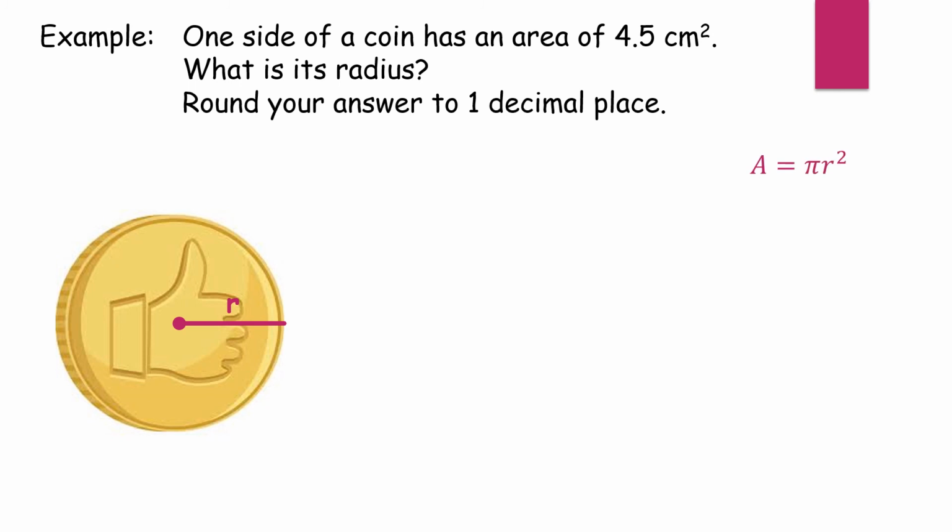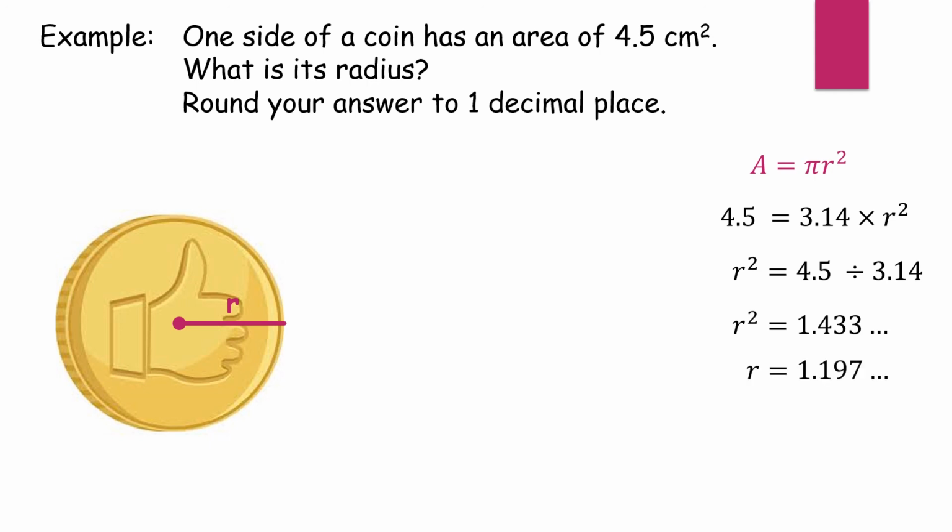If I don't have a scientific calculator, I still have a square root button. So I'm going to do exactly the same steps, and I'm going to get r squared equals 1.433 because I'm dividing by 3.14 this time instead of using the pi button. When I square root it, I end up with 1.197, and rounding it will give me the same outcome as using my scientific calculator, a radius of 1.2 centimeters.